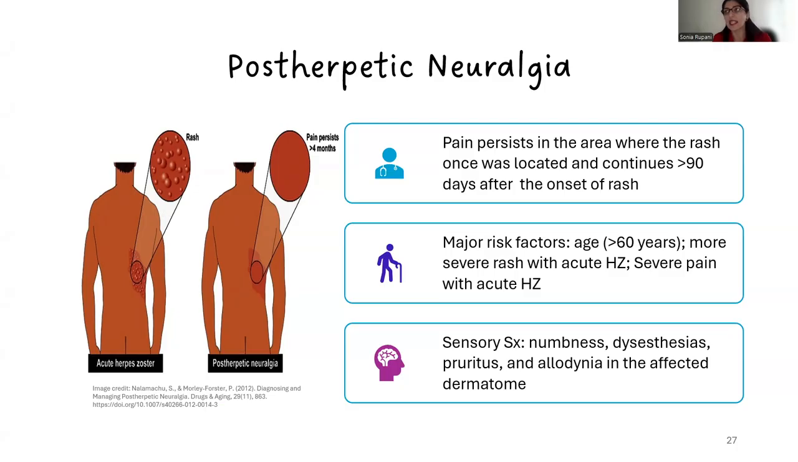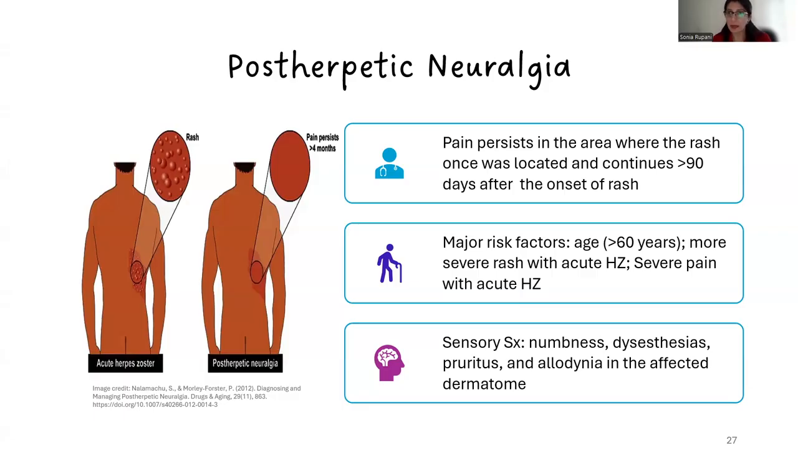So one may ask, okay, what if it's not 90 days? We've not reached the 90-day mark. That's subacute neuralgia. And if it is within 30 days from the onset of rash, then it is acute herpetic neuralgia. But postherpetic neuralgia is one of the complications that is very well known. It's pretty disabling, very painful for patients because it continues and persists, and it makes life really tough because it affects their quality of life.